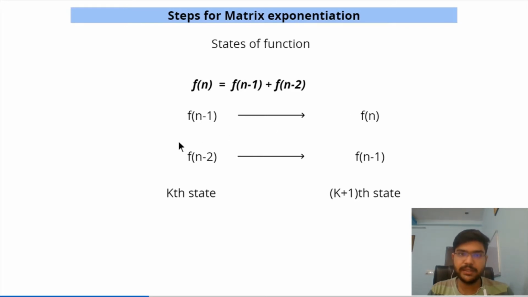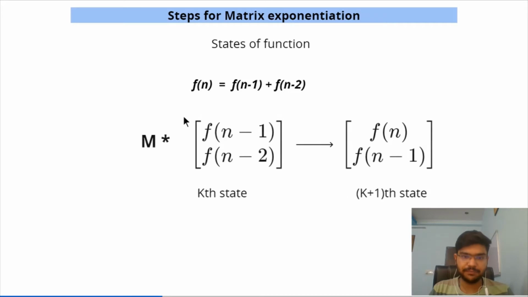How we get this state is, we just add 1 to it. For f(n minus 1) we add plus 1, so minus 1 and plus 1 cancel out and we reach the f(n) state. Similarly, in f(n minus 2) we add 1 and the k plus 1th state will be f(n minus 1). So we simply add 1 to these states to reach from the kth state to the k plus 1th state. These are the states of the function.